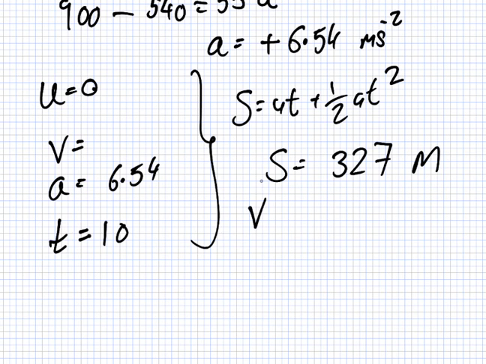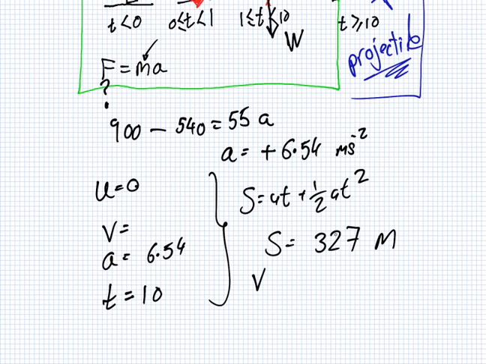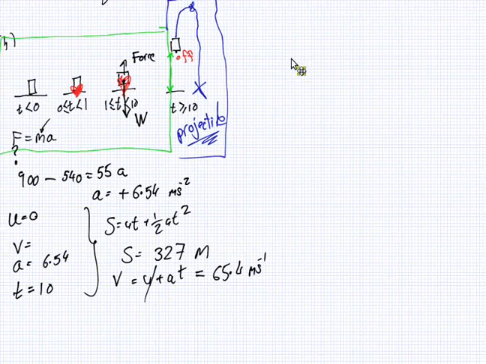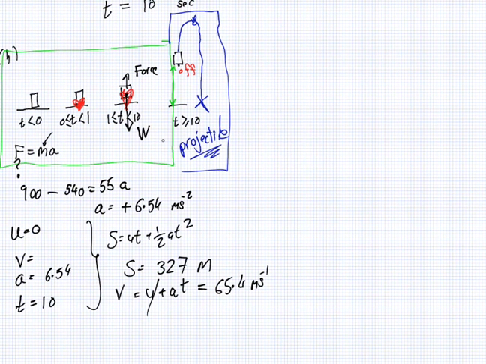I would also like to know what the V is. V equals U plus AT. So that would be 65.4 meters per second. So now I have this number here, 327, that's this answer here. Now what I can do is do it as a projectile.